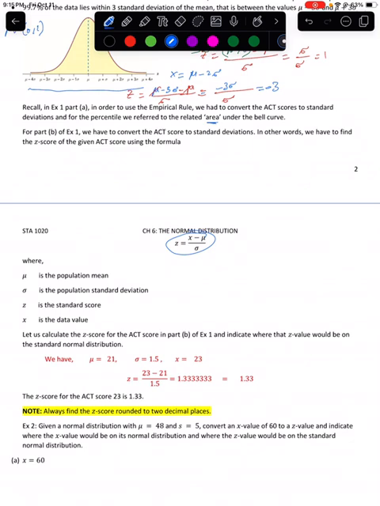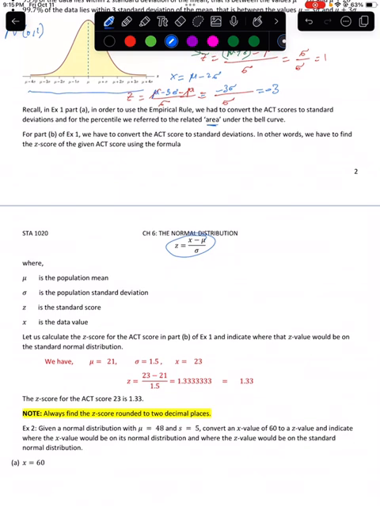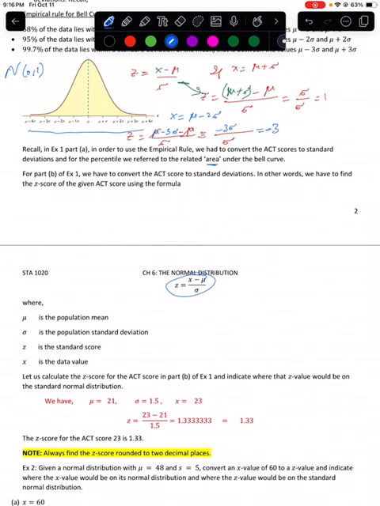So let us look at the z-score we get for the ACT score of 23 in part B. We have mu equal to 21, sigma is 1.5, and the x value is 23. We plug everything into the formula and we end up getting positive 1.3333 and so on. Now, when you are calculating a z-score, you have to be careful. You must stop after 2 decimals, and when you stop, you have to follow the rule of rounding. I hope everyone knows the rule of rounding.